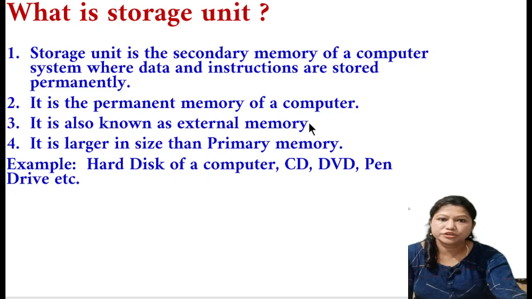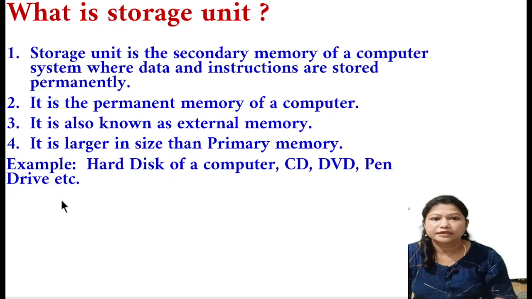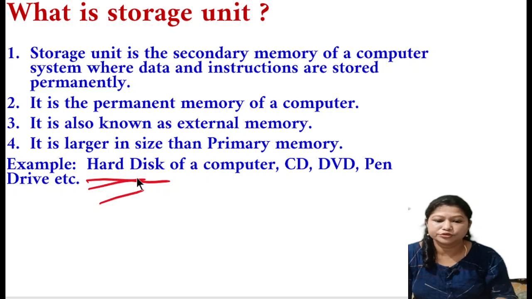Next is what is storage unit. Storage unit is the permanent memory of a computer system. We can call it an external memory. It stores data and instructions permanently. It is non-volatile in nature. That means even if the power supply is cut or the computer is switched off, the data stored in the storage unit remains with it. So it is larger in size than the primary memory. As an example, we will see the hard disk of a computer. Data remains in the hard disk even if we switch off the computer. So a hard disk is an example of a storage unit, that is secondary memory.